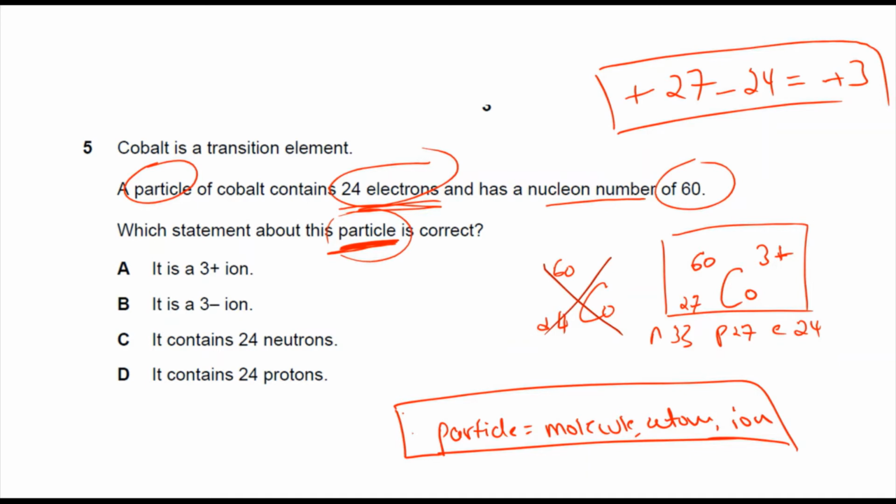So let's look at the options. It is a 3 plus ion. Yes. It is a 3 negative ion. No. It contains 24 neutrons. No. It contains 24 electrons. It contains 24 protons. See, this is the mistake students make. No. It has 27 protons. If there are 24 protons, we would be talking about a different element. We would no longer be talking about the same element. Okay? So let's move on.